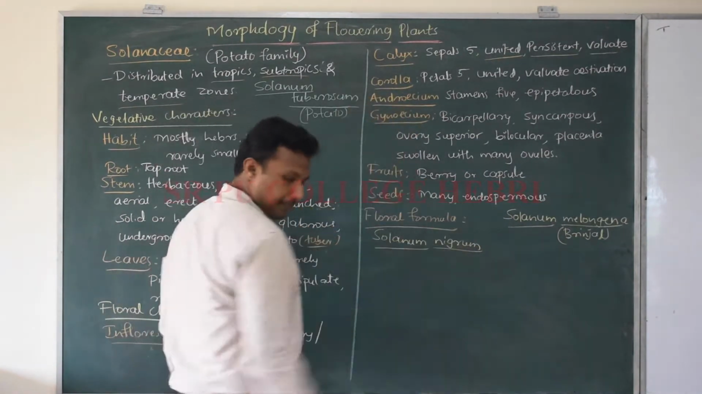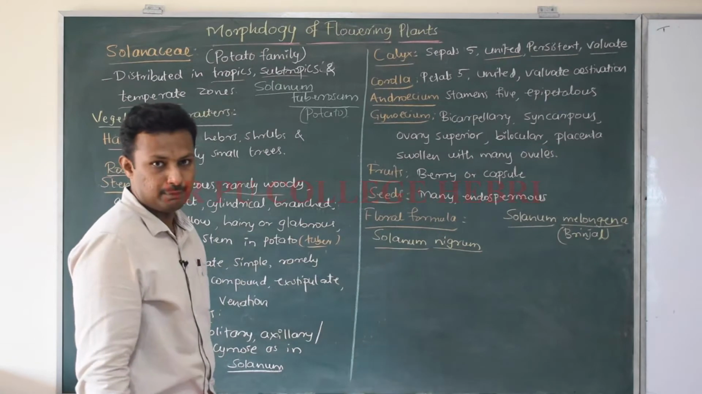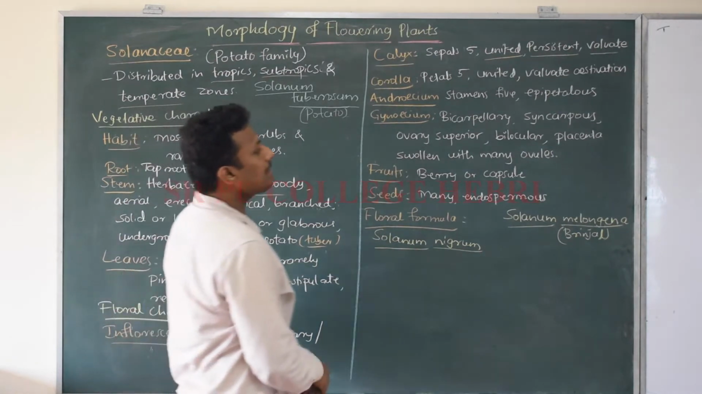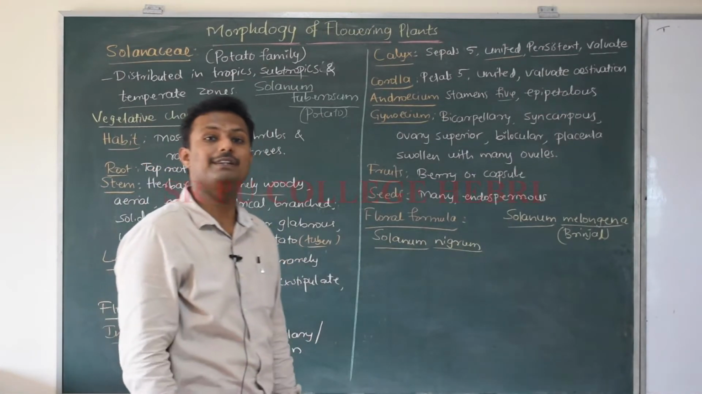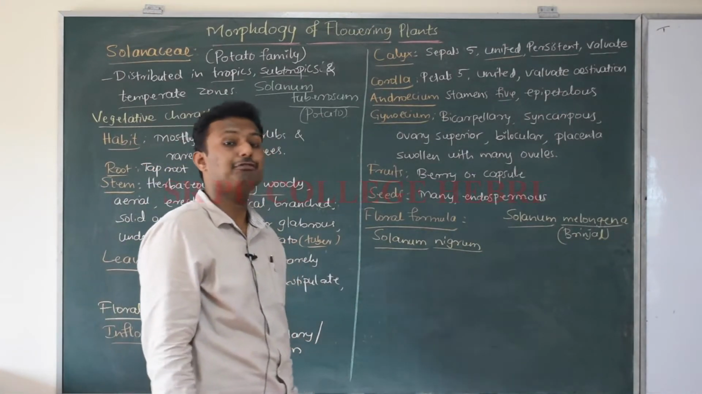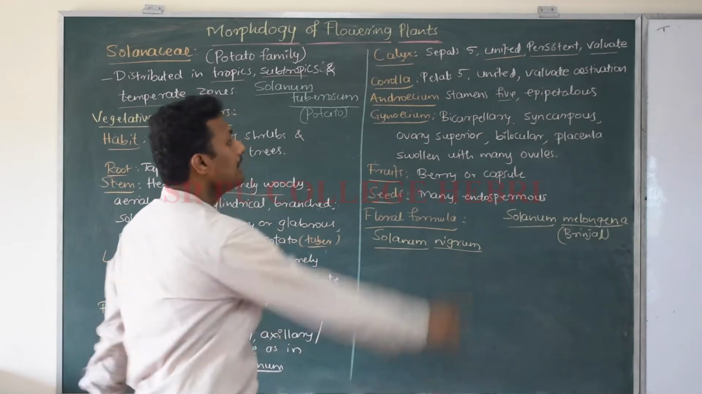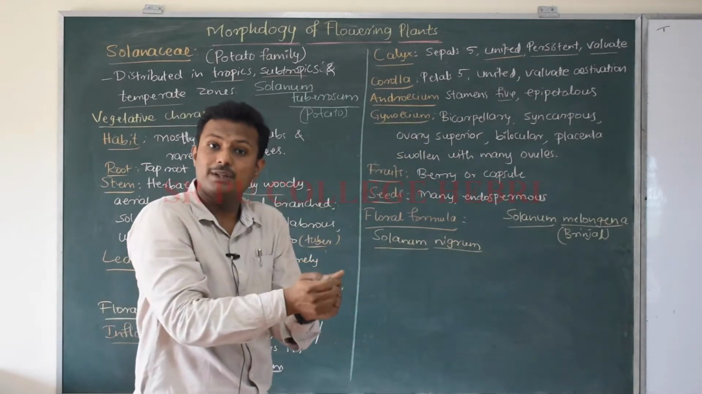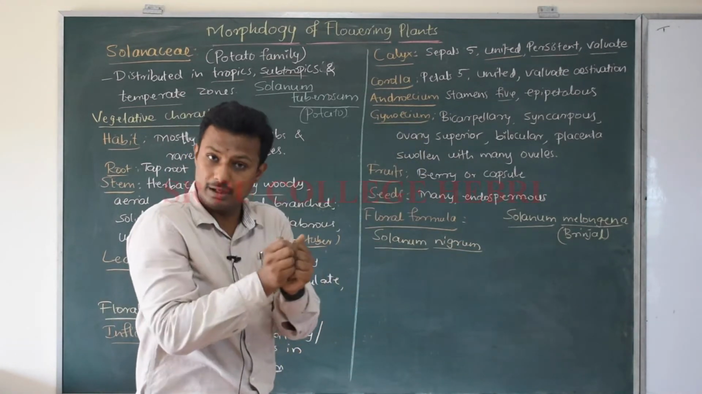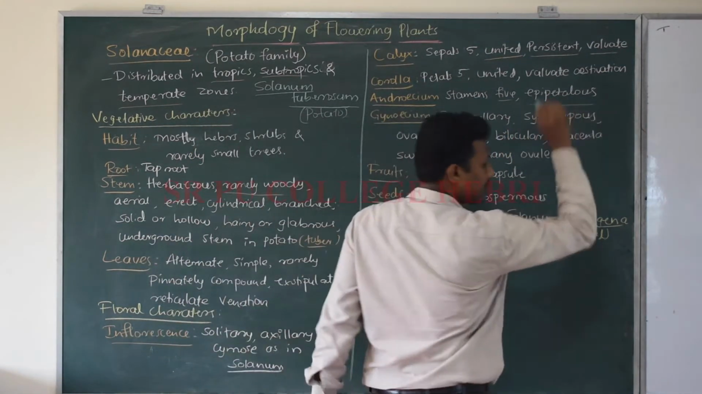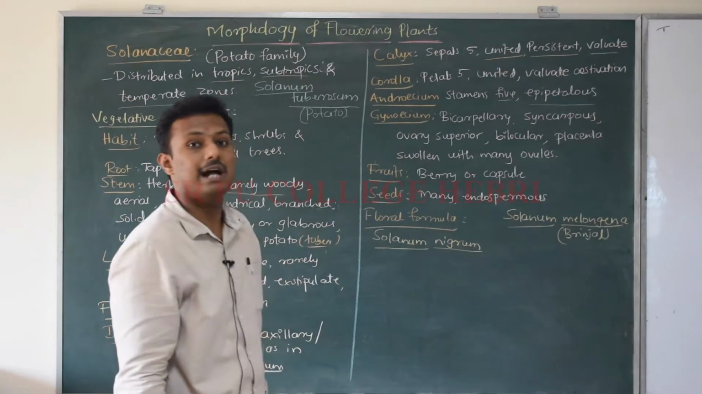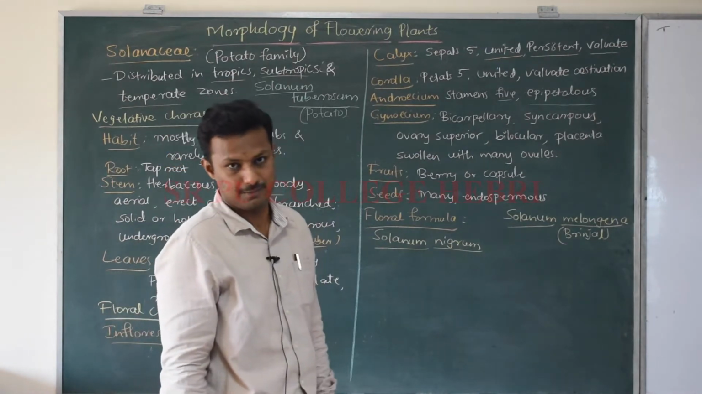Then androecium. Androecium is made up of what? Stamens. But how many stamens are there? There are 5 stamens. And how are they attached to the other parts of the flower? They are fused with the petals, because the petals are fused with each other, forming the gamopetalous condition. You remember, they form the corolla tube, and that is why it is going to form epipetalous condition. It means the stamens are attached onto the petals.